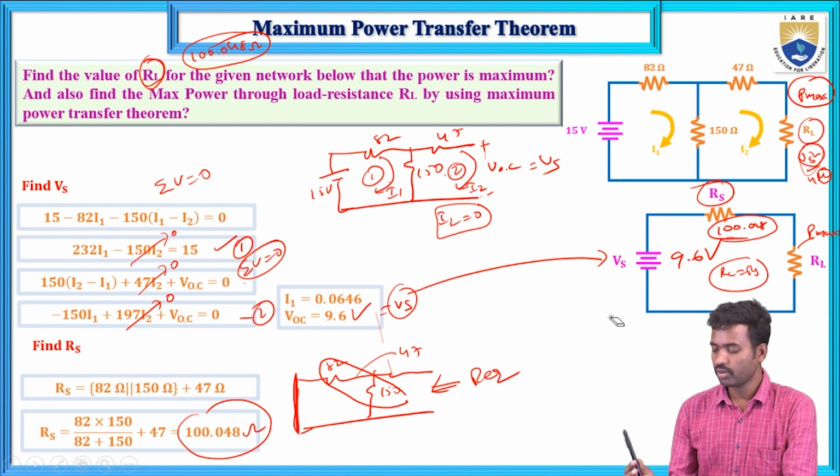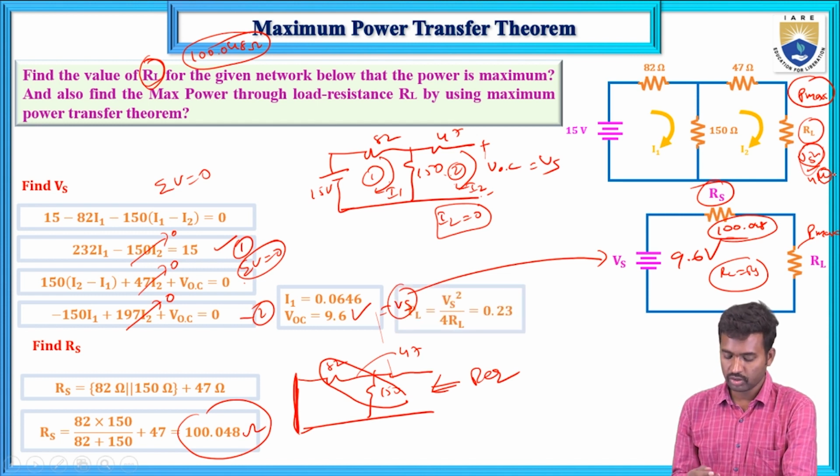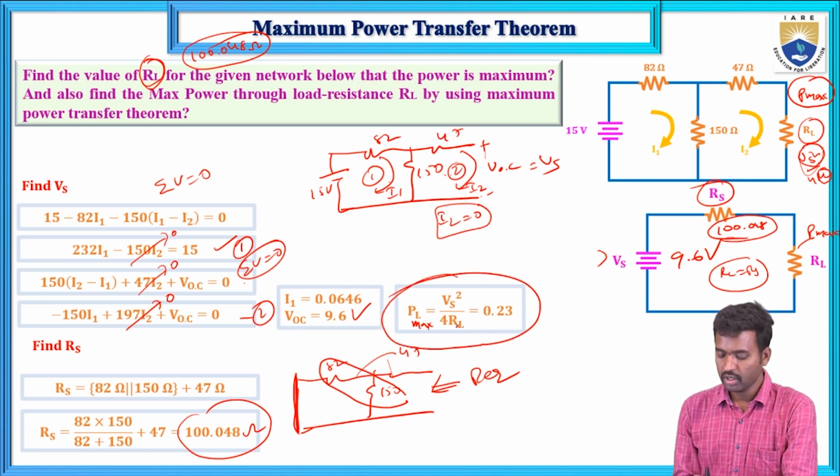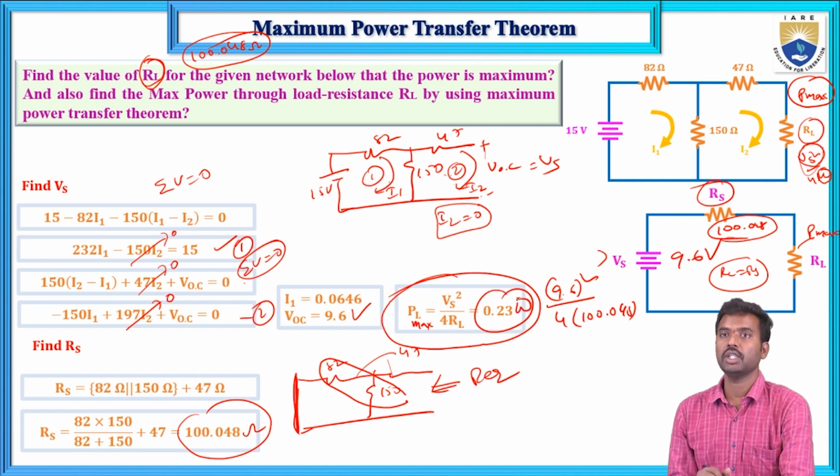Now what is the maximum power formula? The maximum power formula equals Vs square by 4 RL. This is the maximum power. PL maximum power equals Vs square by 4 RL. So Vs square equals 9.6 whole square divided by 4 into 100.048. This value equals 0.23 watts.